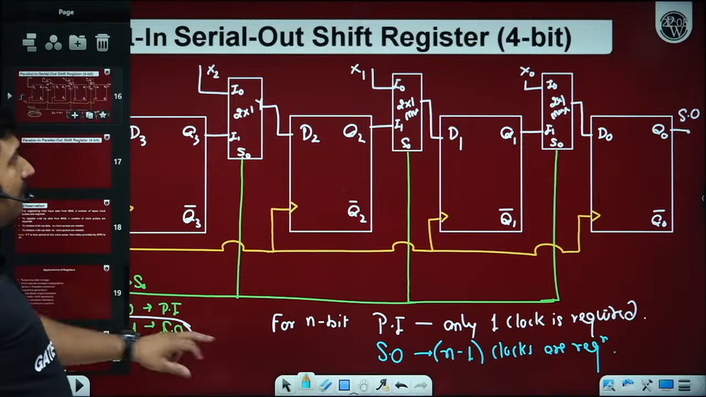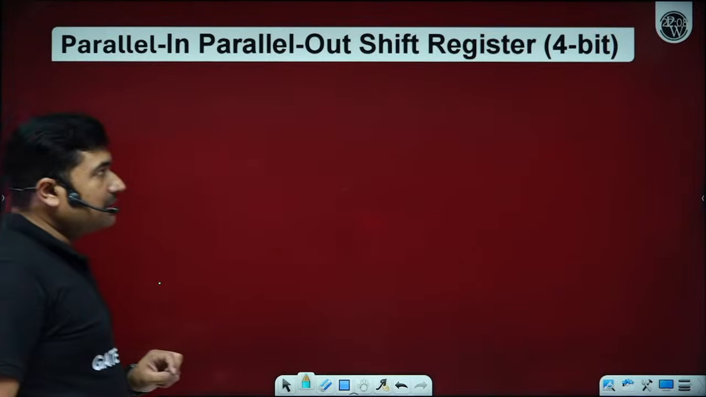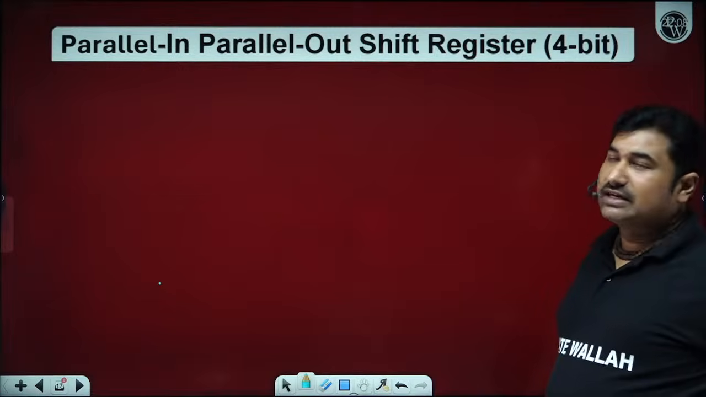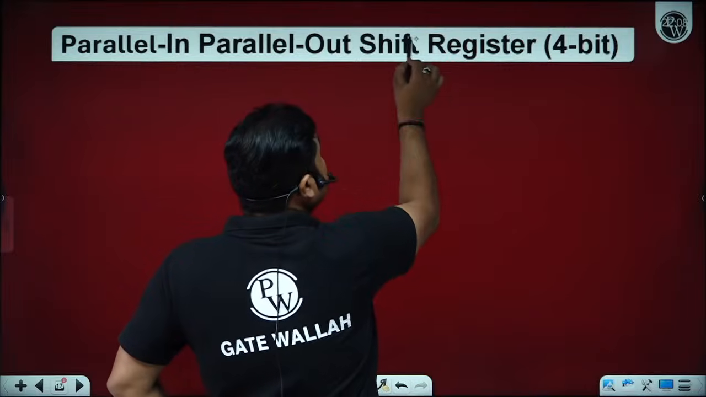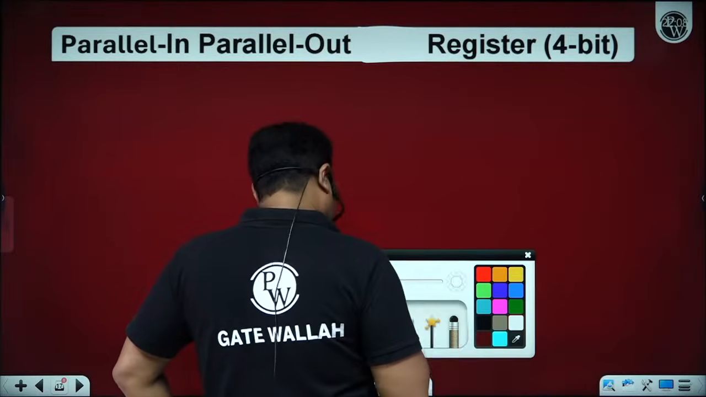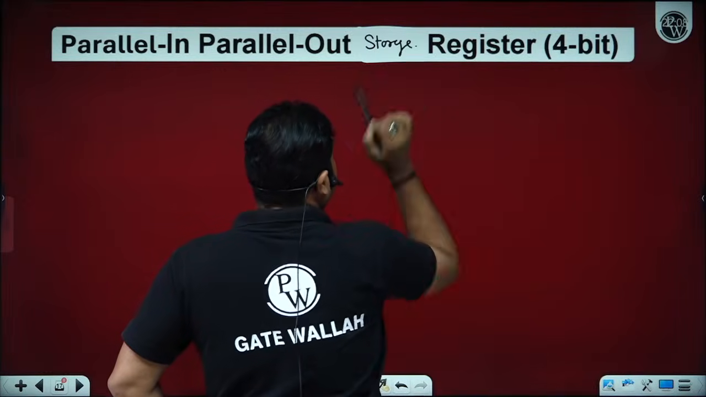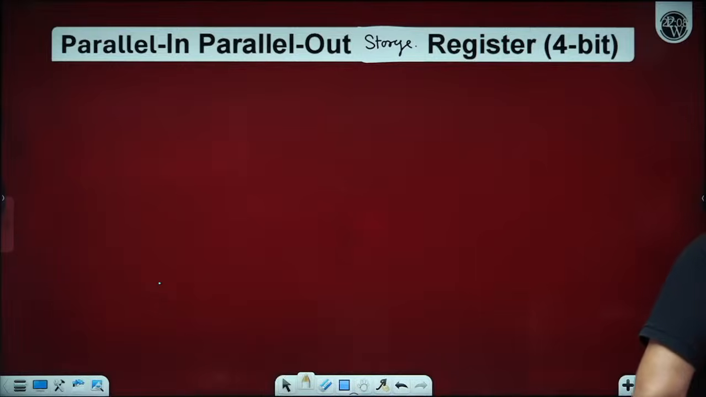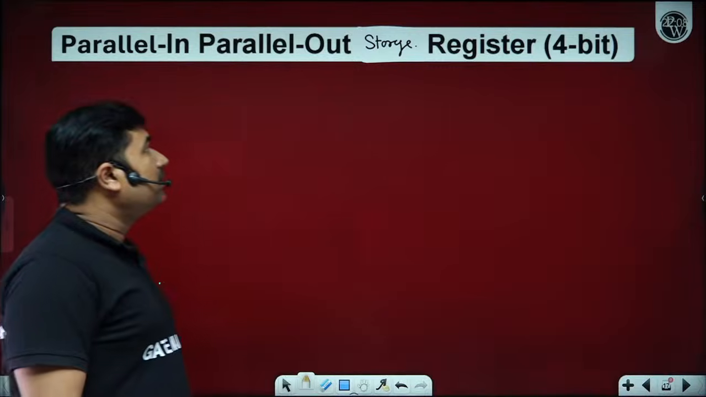Now come back to the serial in, parallel in, serial out register. Now the last one is your parallel in, parallel out shift register. This is not a shift register. Intentionally I made this. This is not a shift register. Instead of shift, it is the only register which is a storage register. Can you remember this from now onward? Always remember that this is the only register which is a storage register. How many of you are able to understand up to this part?